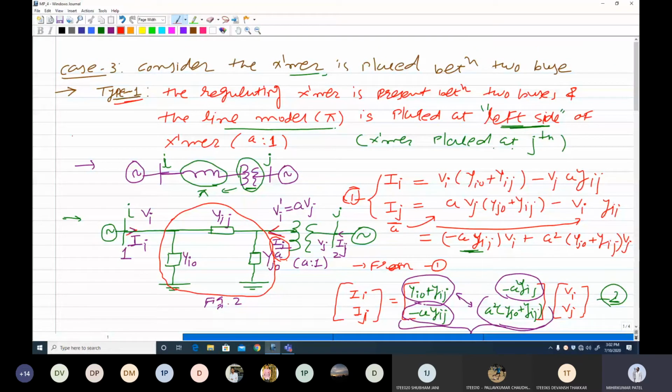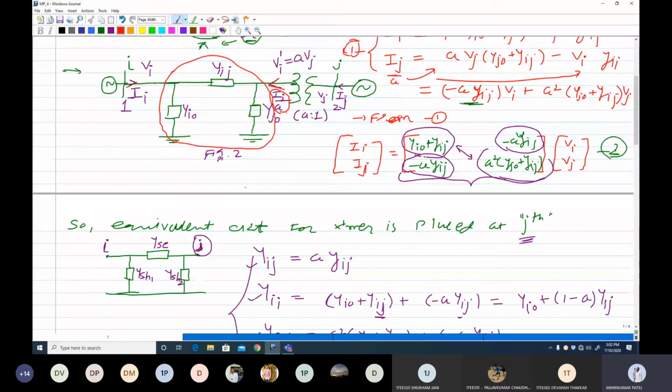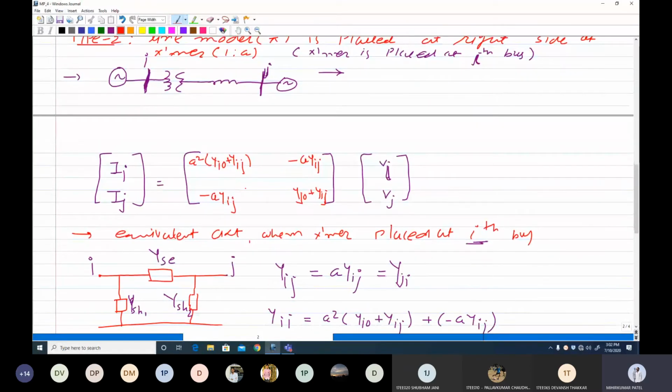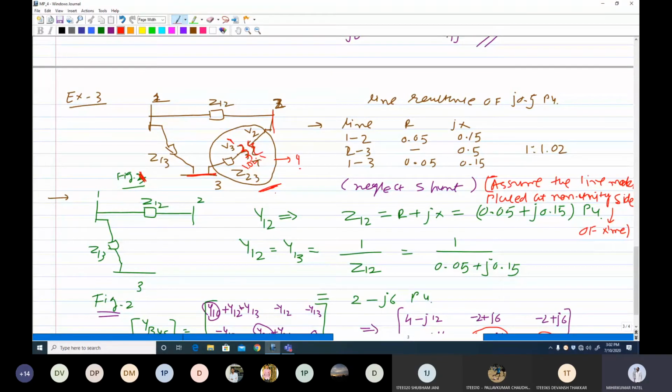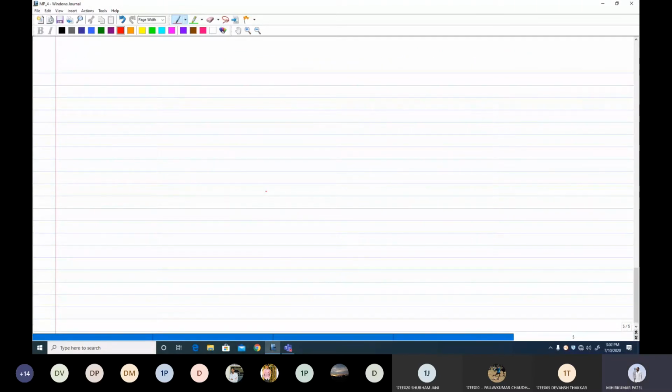See, this is case 1 or type 1, where our regulating transformer is placed between two buses and the line model pi is placed at the left side of the transformer. Just look at this figure and compare it with our example. Or if you wish, I will draw the extended diagram for this theory or example.